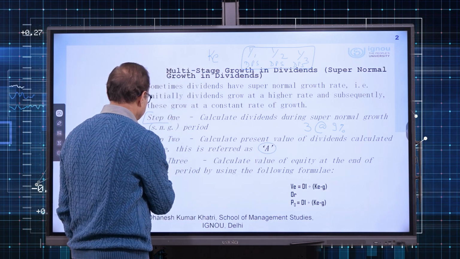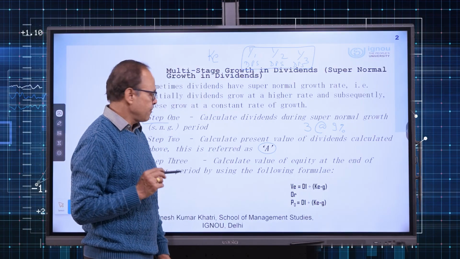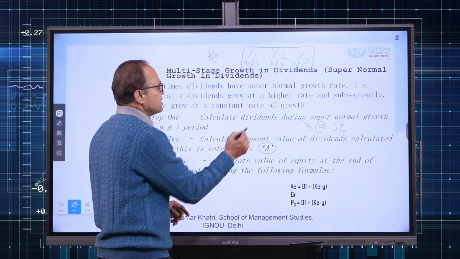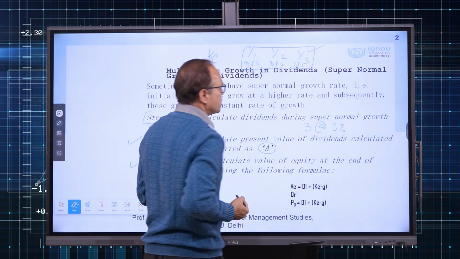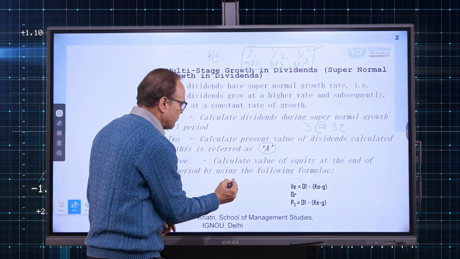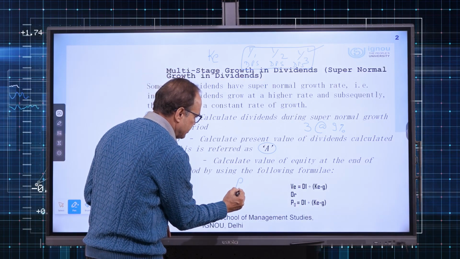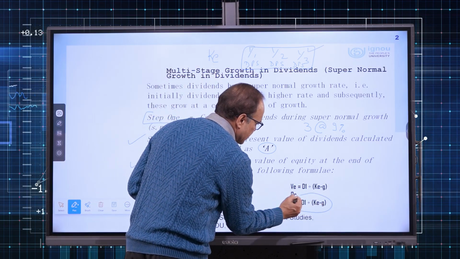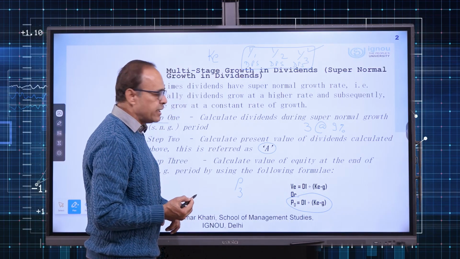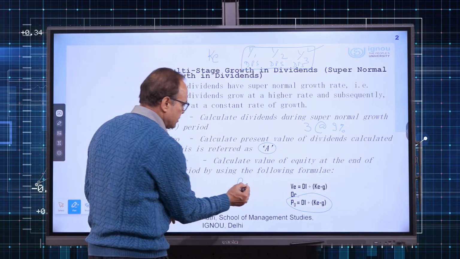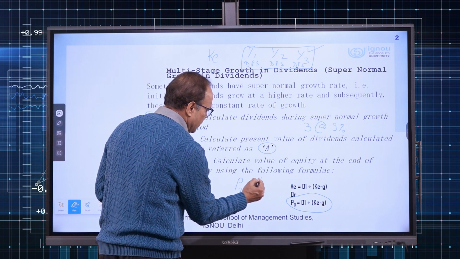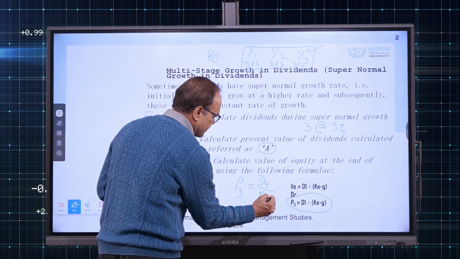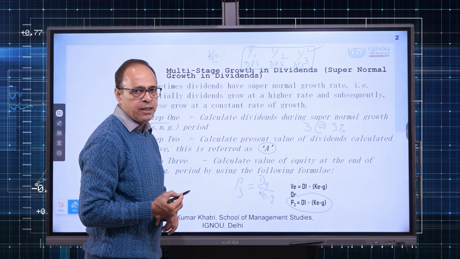Then step number 3, we will calculate part B. Calculate the value of equity shares at the end of supernormal growth period. In this case, I have assumed supernormal growth continues for 3 years. It means we will be calculating P3. Now, as you know, formula with us is like this. P0 equals D1 divided by KE minus G. So, P3 can be calculated if we know the dividend for the 4th year and that is divided by KE minus G.